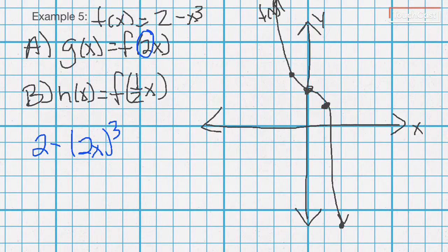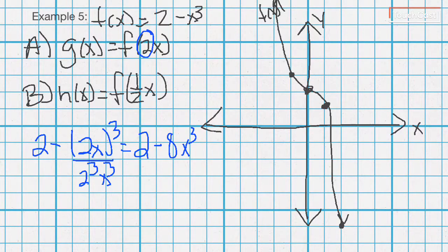And remember from Algebra 1, long time ago, that properties of exponents say we can write 2x in parentheses to the power of 3 as 2 to the 3 and x to the 3. And if you remember, 2 to the 3, that's 8. So we can rewrite this as 2 minus 8 times x to the 3. X to the 3 we can just leave as x to the 3. So now let's graph our points again.